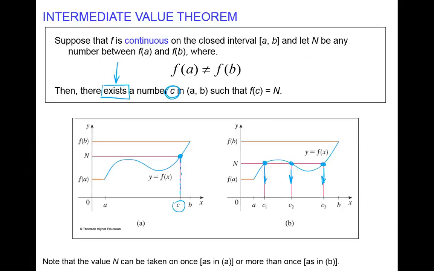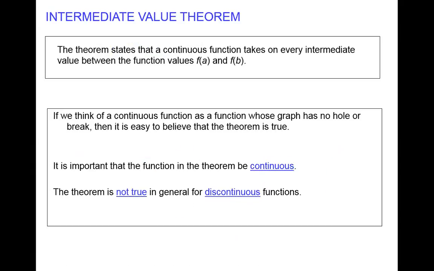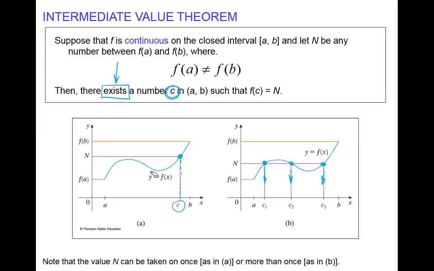Now let's see. Of course, if we have a discontinuity, it's not true. Because if I come back here, let's say it happens that exactly at this point I have a discontinuity. Then my horizontal line is not even intersecting. That means of course we're talking about a continuous function.